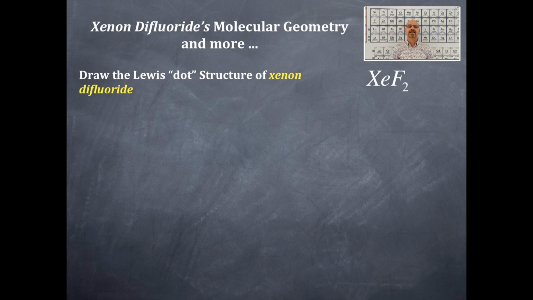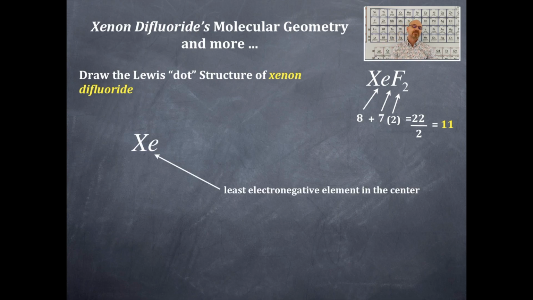You're going to look at your periodic table and determine the number of valence electrons in xenon. That's 8. Fluorine, that's 7 times 2. We're going to add these numbers up and get 22. We divide this by 2, and we get 11 pairs of electrons. The least electronegative element goes in the middle, and of course, that is xenon, because it can't be the fluorine, because that's the most electronegative element. So the xenon goes in the middle. Then the fluorines go around it like thus.